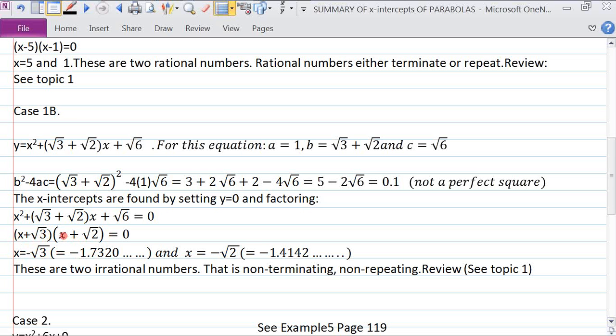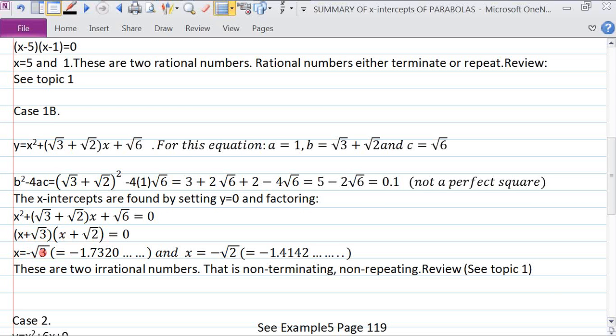Notice x times x gives me x squared. Root 3 times root 2 gives me the root of 6. The inner term is root 3x, and the outer term is root 2x, and so when I sum those, I get root 3 plus root 2 times x, or this term right here is exactly the same. So now the product of these two brackets is 0.